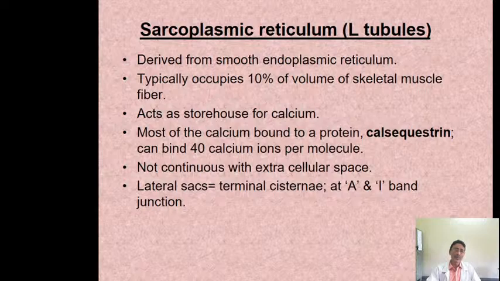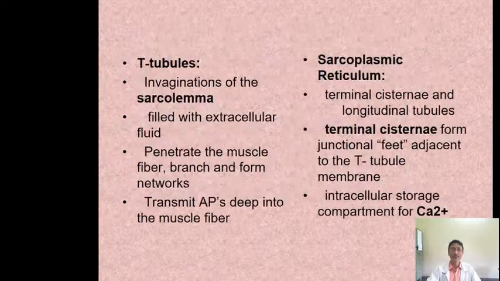Now, what are the L tubules? The L tubules of the sarcoplasmic reticulum are derived from the endoplasmic reticulum. About 10% of the skeletal muscle fibers constitutes the L tubules. It is the storage house of the calcium, and within the sarcoplasmic reticulum, it is the calsequestrin which binds the calcium. Per molecule, calsequestrin can bind about 40 calcium molecules. The L tubules of the sarcoplasmic reticulum are not in continuation with the extracellular space.